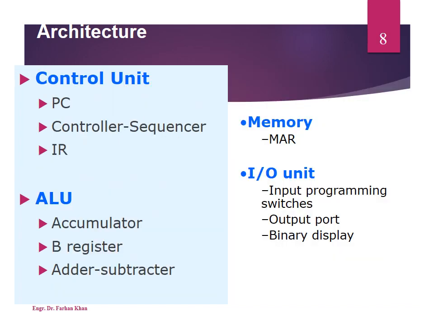Any computer architecture is categorized into its building blocks: control unit, ALU, memory, and IO unit. For SAP1, the control unit consists of a program counter, a controller sequencer, and the instruction register. The ALU is basically the accumulator, the B register, and the adder subtractor. For the memory, we are using the MAR, or memory address register. And for the IO, we can use input programming switches, an output port, and a binary display.